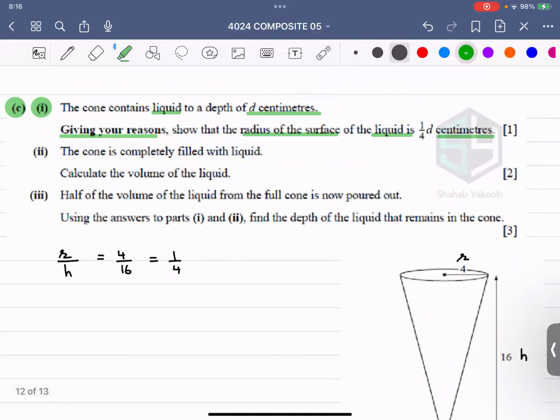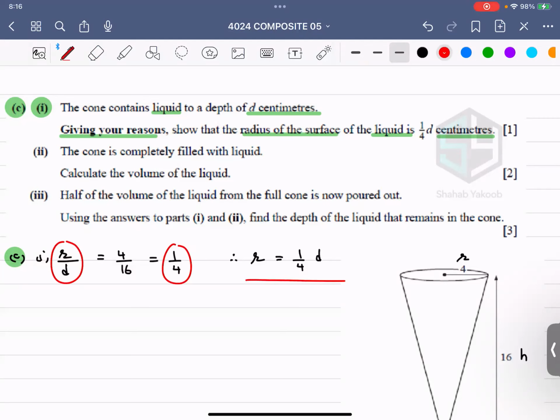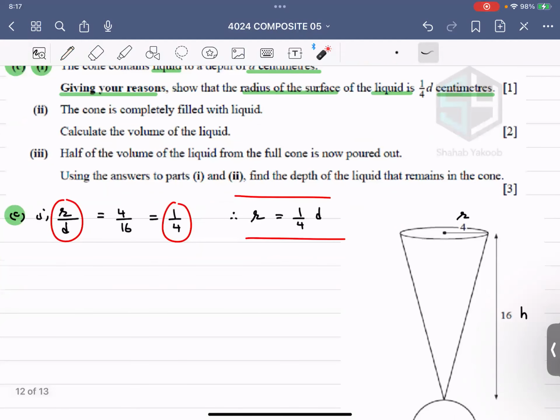This is C, and this is part 1. Therefore, if I make R the subject, that's 1/4 of height. So instead of height, if I use D, let me write a D over here. So if I compare R over D is 1/4, therefore R is 1/4 D. That is what we have proven. Because when the water level falls down, it will still be in the shape of a cone. So the ratio of radius to height will remain throughout. That is the logic.